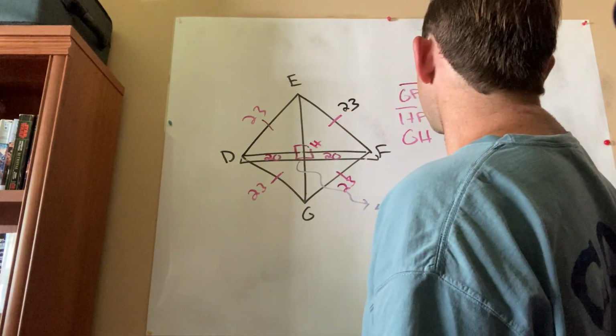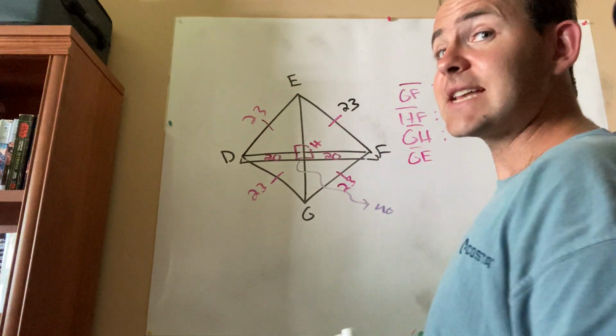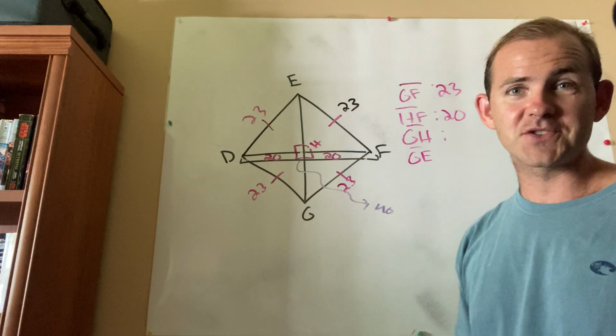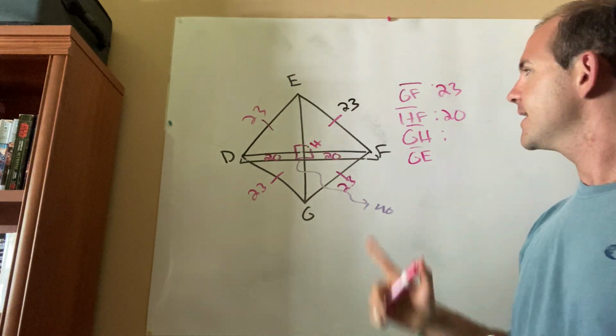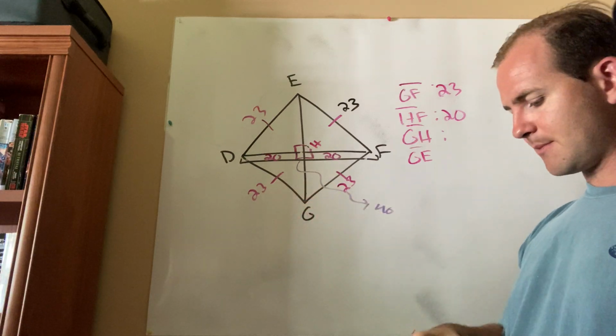And do I know GE? No. So I know half of my answers, which means I can get at least half points on this super, super, super simple problem. All right? Now, in order to find this missing piece right here, here's what I've got to remember.